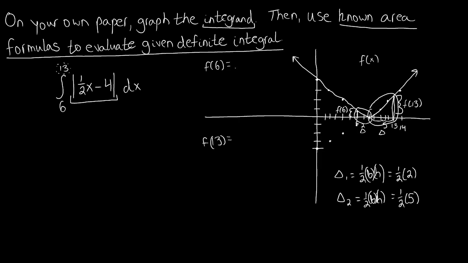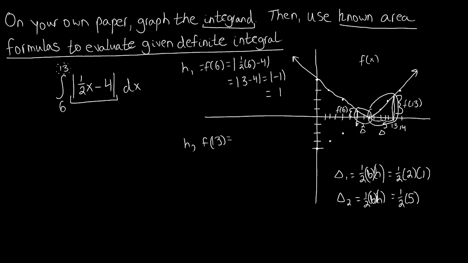So we have f of 6, the absolute value of 1/2 times 6 minus 4. This equals the absolute value of 3 minus 4, or the absolute value of negative 1, which gives us positive 1. So f of 6 is height 1, the height of our first triangle. The area formula for triangle 1 is 1/2 times the base, which is 2, times the height, which we found to be 1.